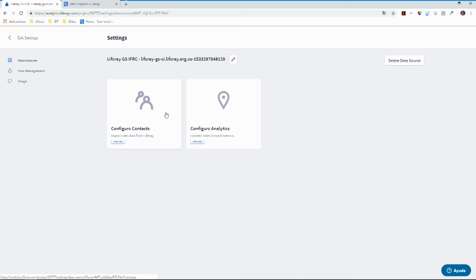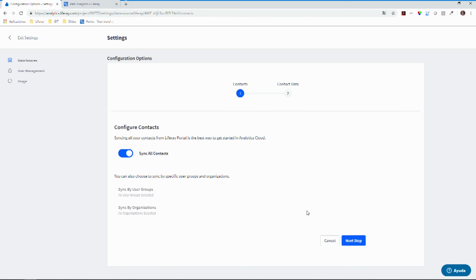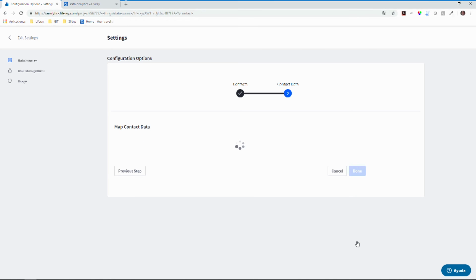For every data source, if we have Liferay DXP, you can configure contacts and analytics. If you have CSV, you will only configure contacts. If we have Salesforce, then we will configure contacts, et cetera, depending on the data source, okay? For contacts, we can easily see that we can decide what we want to synchronize, and then field by field, just choose, just mapping, okay?